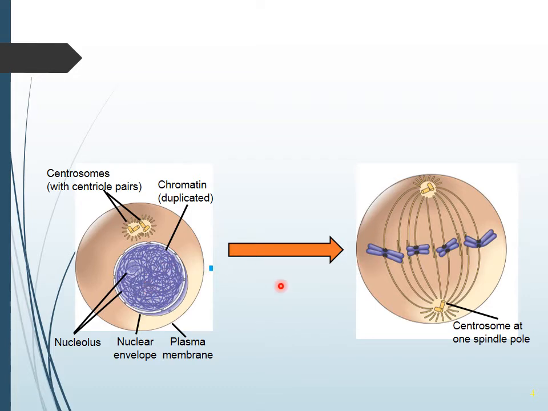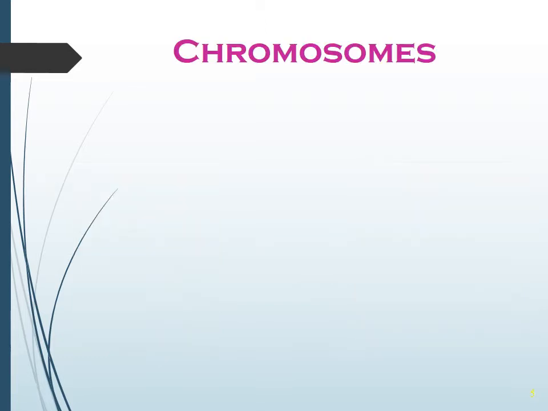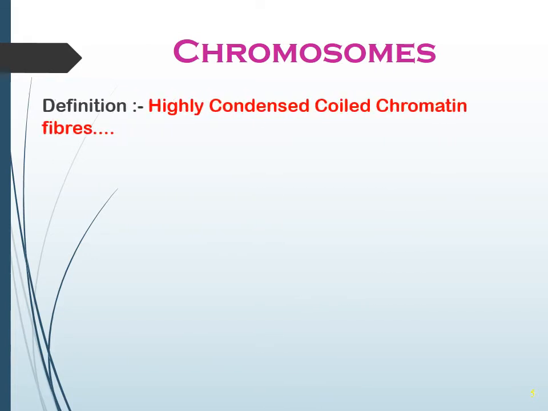Then why is it necessary that this chromatin material needs to be converted into chromosome? Because this chromatin material contains genes which need to be passed from one generation to another generation. Right? So if I want to define chromatin, it is the complex of DNA containing genes and protein. Before going ahead, let's see what is the definition of chromosome. It is highly condensed coiled chromatin fibers.